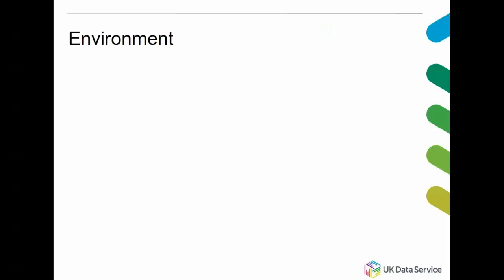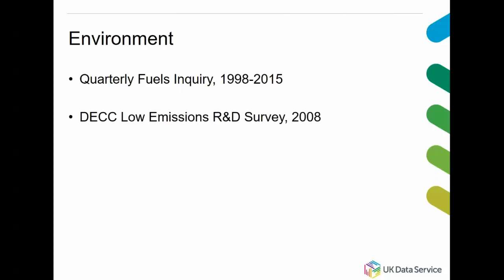Let's finally have a look at environment as a broad area. Now what do we have here? We have the Quarterly Fuels Inquiry. This looks at the volume and the value of fuel purchased in the preceding quarter. So it has stuff on coal, coke, heavy and medium fuel oil, gas oil, liquefied petroleum gas, that kind of stuff.